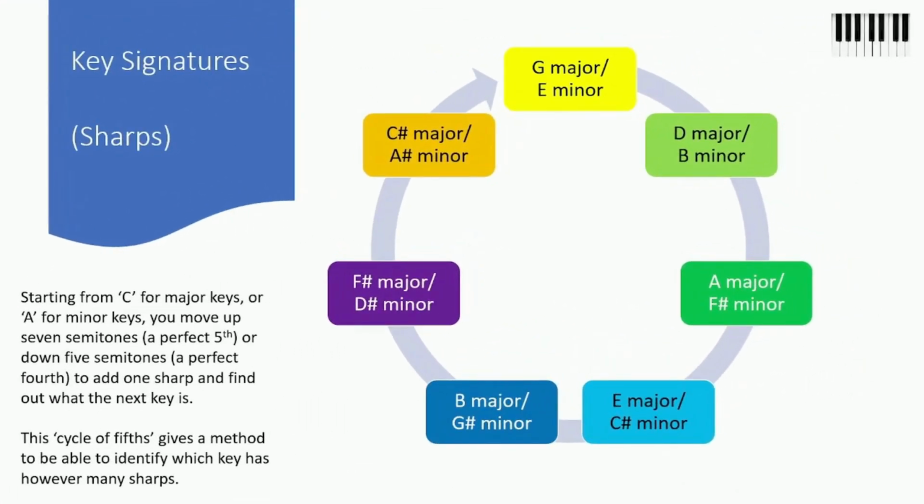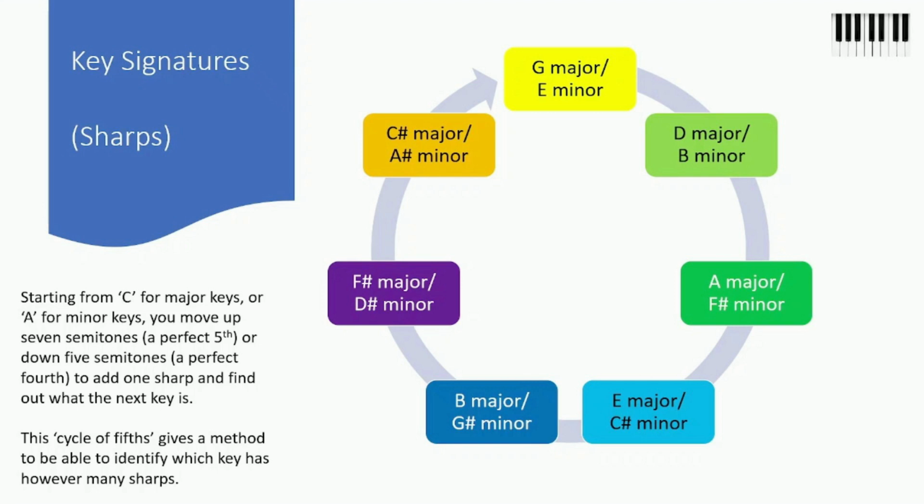Now, there are two different kinds of key signatures. There's key signatures that use sharps, there's key signatures that use flats. Now, this is how we figure out key signatures that have sharps using what's known as the cycle of fifths. This method helps us figure out what's what.